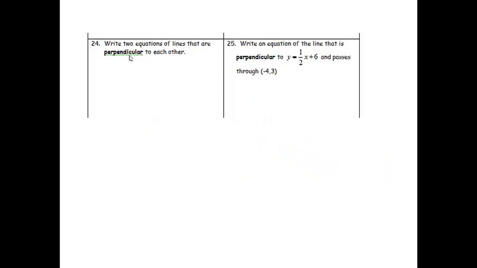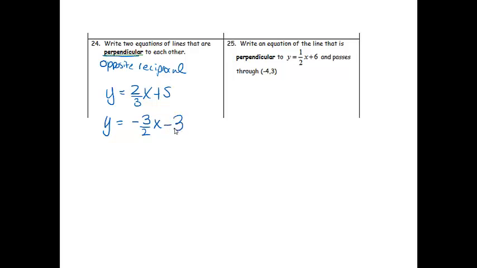Okay, problem 24. Write 2 equations of lines that are perpendicular to each other. Okay, perpendicular, we know that they have opposite reciprocal slopes. So this would just be a sample. Let's say I have y = 2/3 x + 5. To do a perpendicular one, I need to make this opposite and flip it. So it's going to become -3/2 x, and then I can put anything I want next to it. All right, 25. If you would like me to check yours, just let me know.